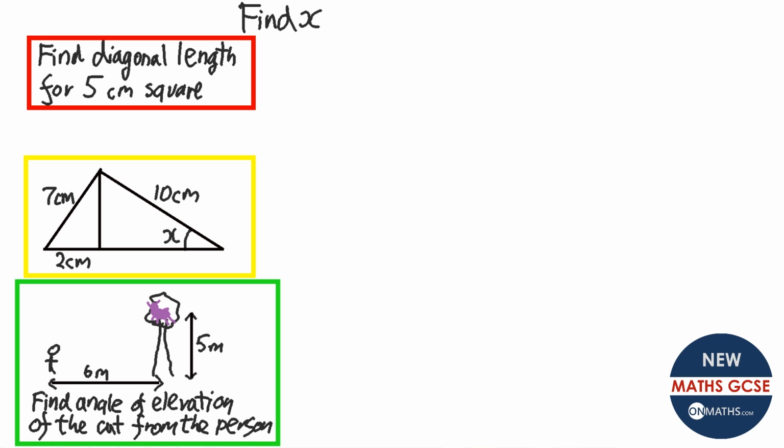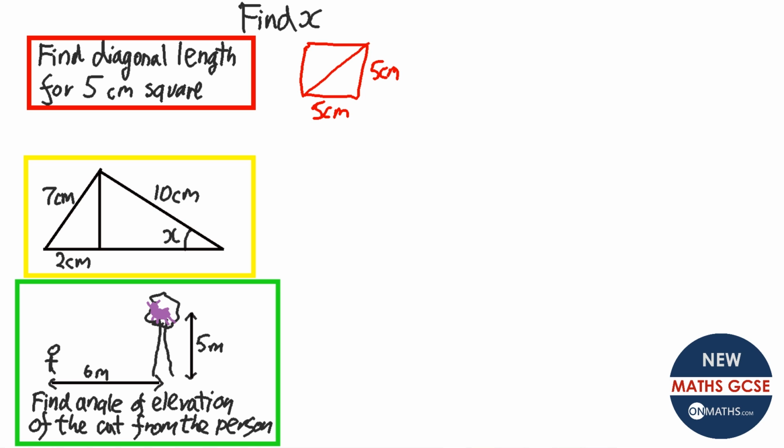So it says find the diagonal length for a 5 centimetre square. It doesn't feel like it gives us enough information. But if we just draw a square, a really badly drawn square, and I say 5 centimetres, now it's a square, so this is also going to be 5 centimetres here.